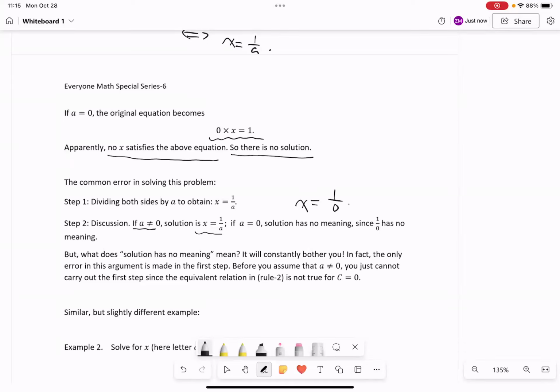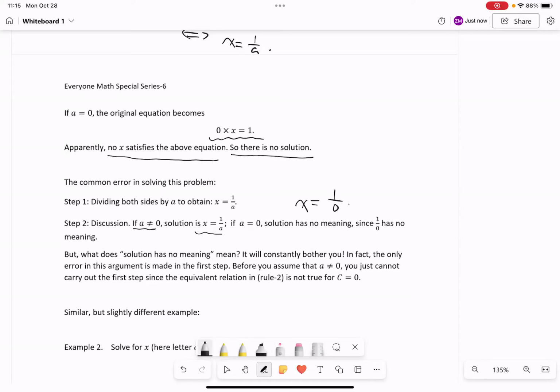And lots of people wonder, what does 1 over 0 stand for? What does that mean? Some people say that the solution has no meaning. But what does "the solution has no meaning" mean? And this kind of question will constantly bother you if you don't make it clear.